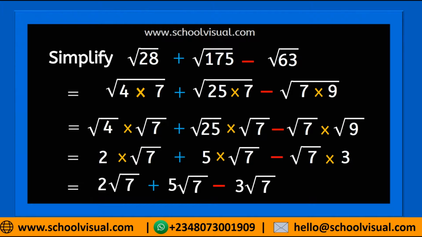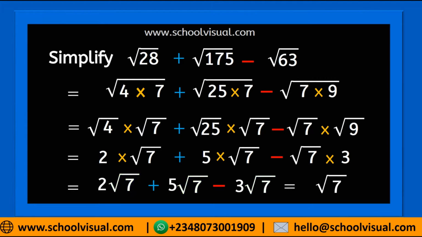Next step. If you look at the numbers in the square root, they are the same. They are what? They are the same. Whenever the numbers are the same, we can easily perform any operation. We can easily add, we can easily subtract. So all the numbers inside the square root are the same. So I write it down.